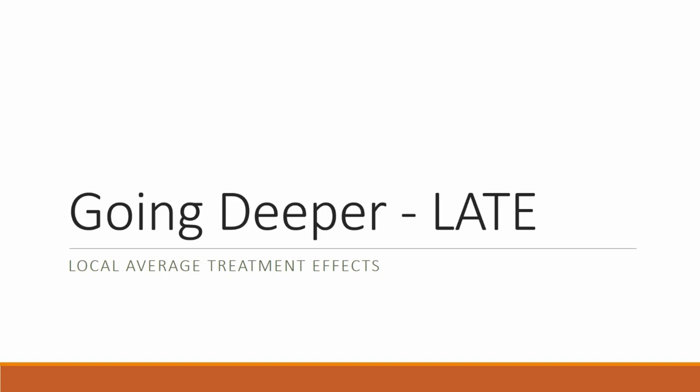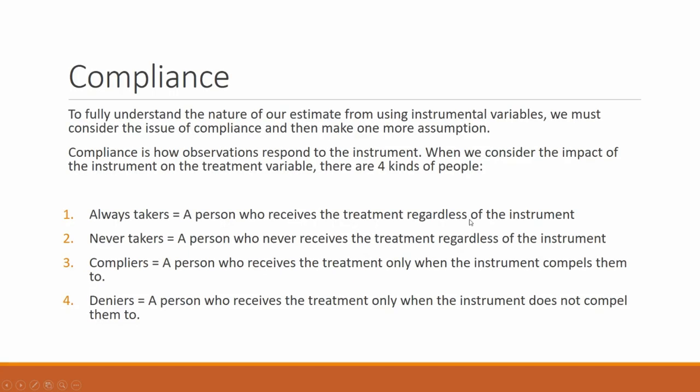Okay. I want to take this just a little bit deeper here before we move on to our Stata demo. I want to describe what's called a local average treatment effect. A local average treatment effect is a particular kind of treatment effect that we identify when we use an instrumental variable approach. Now, to understand this concept, I need to discuss the issue of what's called compliance.